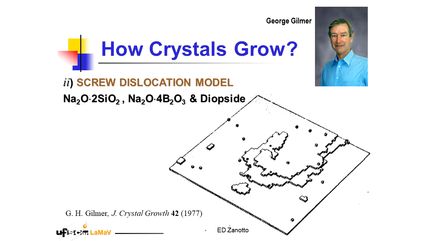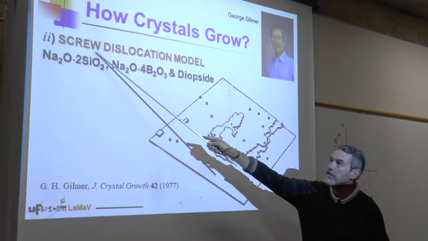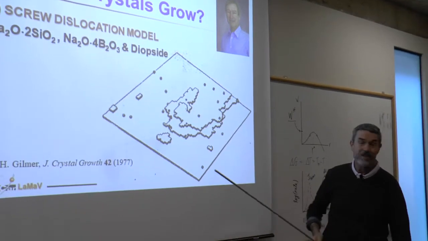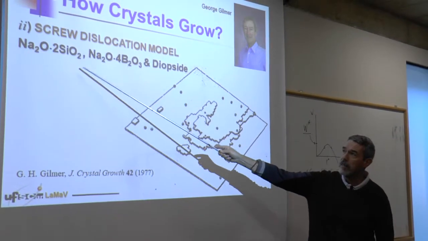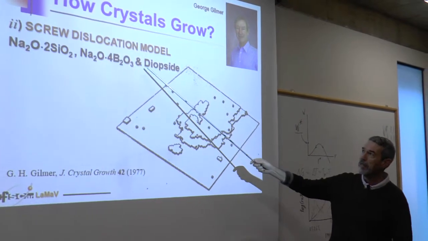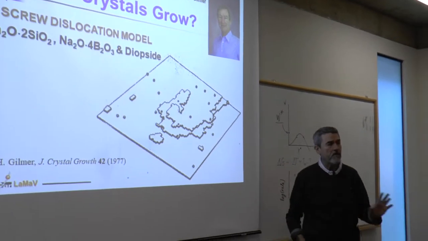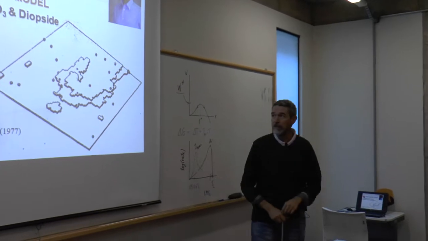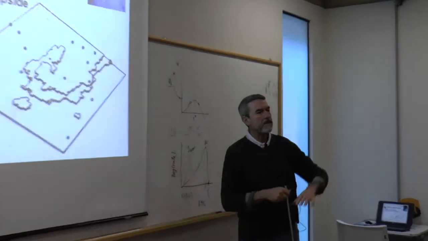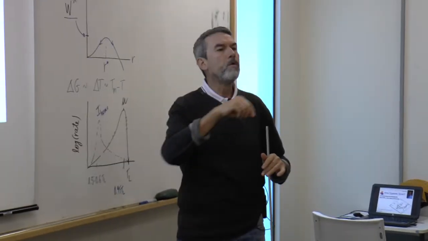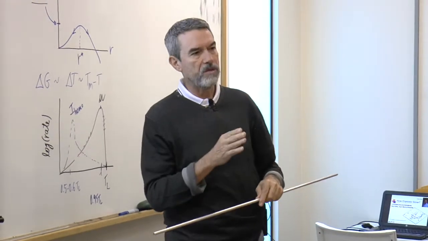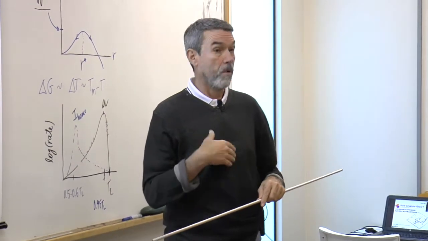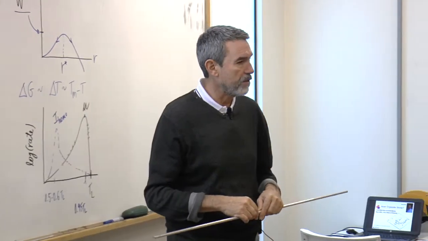The screw dislocation model, the second mechanism, screw dislocation growth model, which is observed in sodium disilicate glass, sodium borate glass, diopside, and many glasses. This is the most common crystal growth mechanism. You have a very perfect interface with screw dislocations. If you recall from your material science classes, you remember what a screw dislocation is. Many crystals, or most crystals, have screw dislocations.